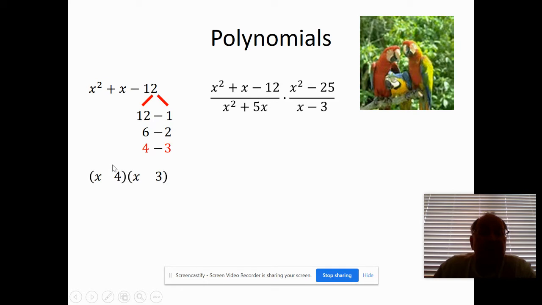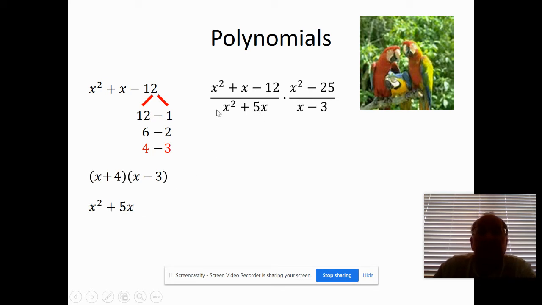So I know then that it's an x with a 4 and an x with a 3, and the larger number will always match the middle sign. So 4 is positive, and because that's negative, these have to be different, because the only way I can get a negative is if I multiply a positive times a negative. So this one factors to x plus 4 times x minus 3.